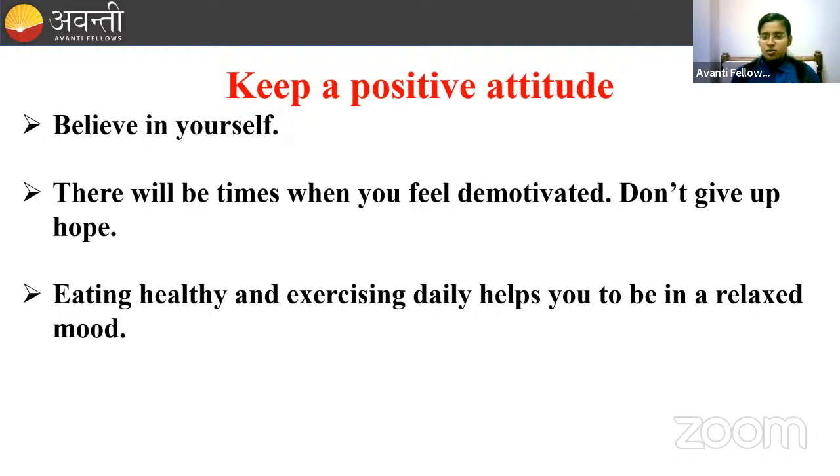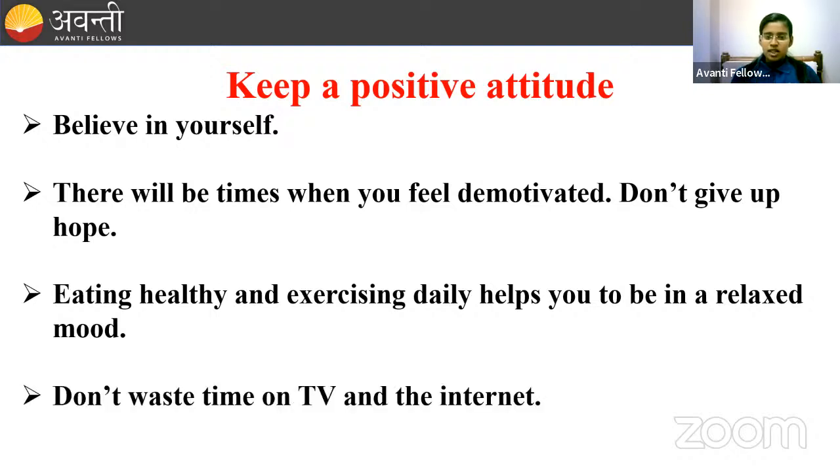And at last, the very important thing that I have to tell you all is don't waste your time on TV and the internet. You have to use mobile, but there is some limit, right? We have some limits, so don't exceed the limit. Use just half an hour to 45 minutes every day. No issues, and that's not wrong also. So don't exceed the time. Don't waste your time on TV and internet. You can spend that time on your subjects.